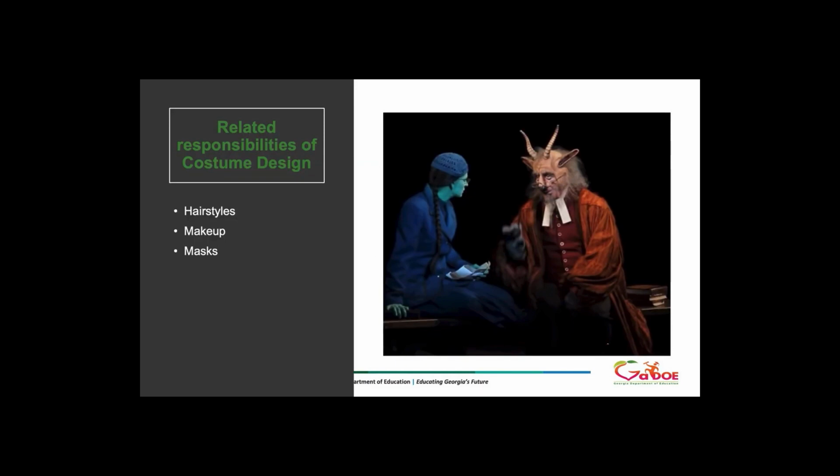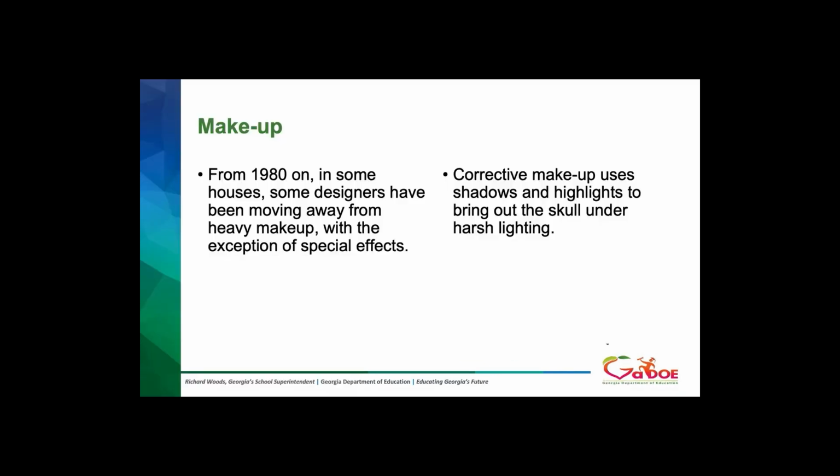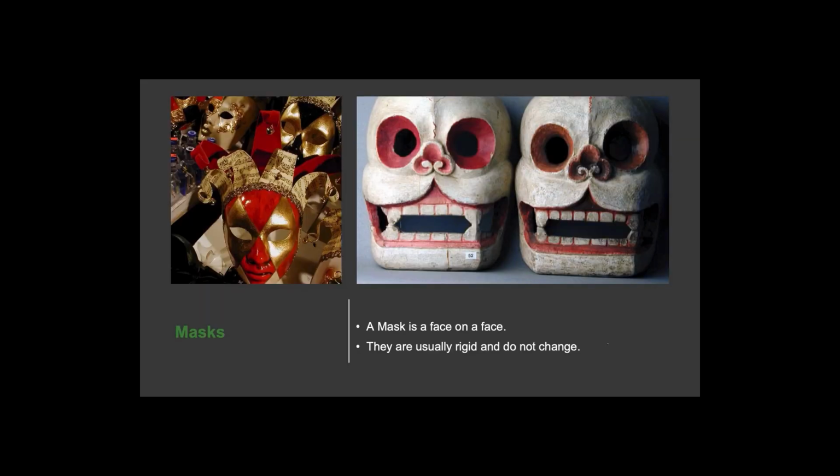Related responsibilities of costume design: hairstyles, makeup, and masks. Makeup. From 1980 on, in some houses, some designers have been moving away from heavy makeup, with the exception of special effects. Corrective makeup uses shadows and highlights to bring out the skull under harsh lighting. Non-realistic makeup often attempts to hide the natural aspects of the human bone structure. Masks. A mask is a face on a face, and they are usually rigid and do not change.